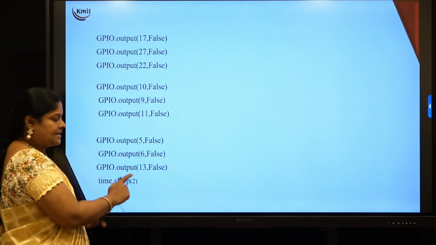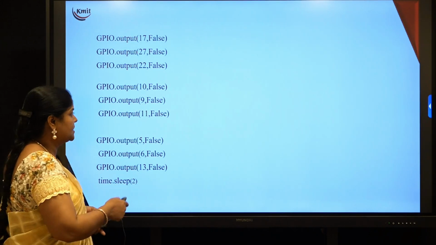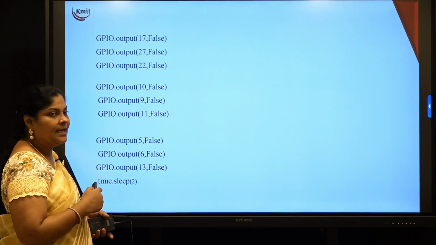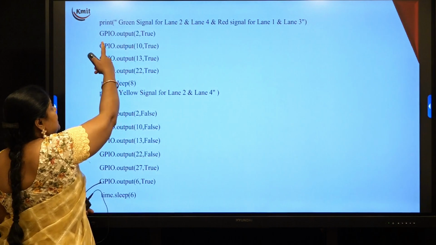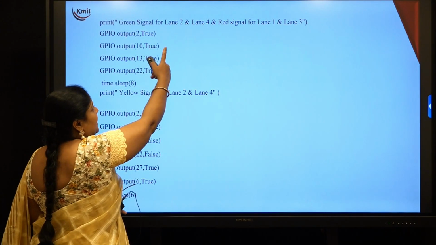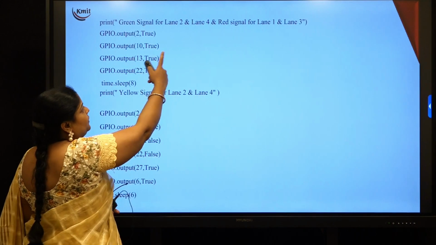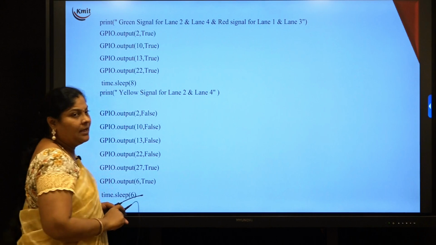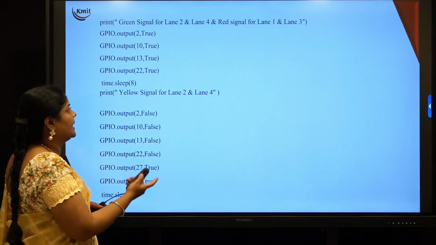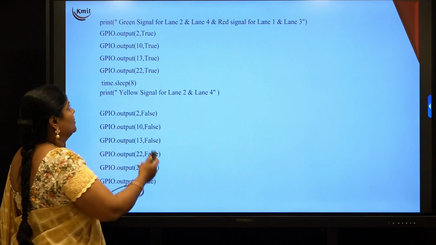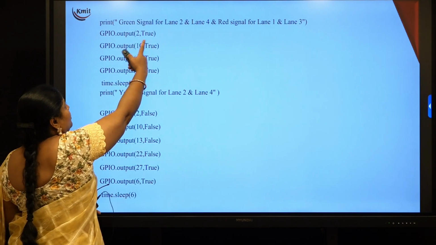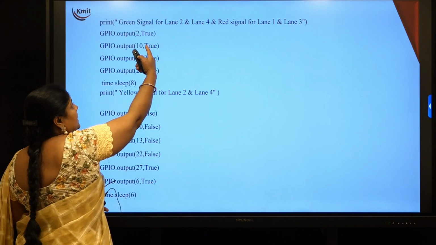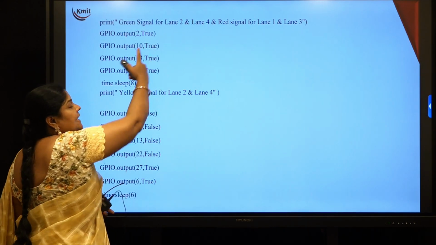We keep that stage for 2 seconds. After 2 seconds we decide which line to make green and which line to make red. So the next code says: print green signal for line 2 and line 4. So opposite lines 2 and 4 LEDs will be green, and lines 1 and 3 will be the red signal, that is the red LED. So here GPIO output 2 True, GPIO output 10 True. These two are related to the line 2 and line 4 green lights.